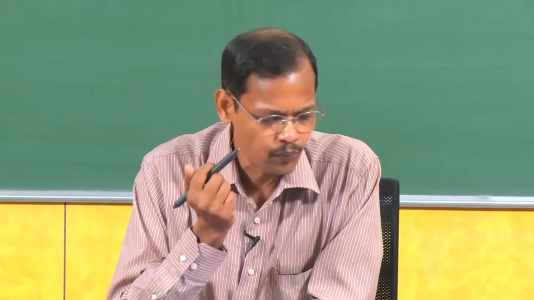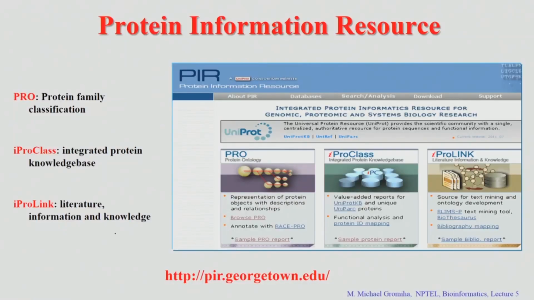Then I will explain what information they started to collect earlier and how they merged together to form UniProt. The Protein Information Resource, PIR, is the one which initially started from Georgetown University. They translated the data available in the book into a web resource, and they classified it into three different groups.